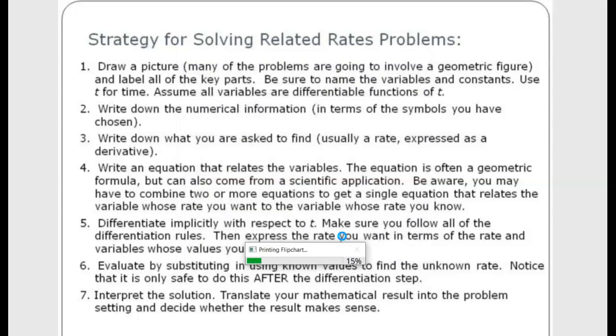Hopefully as you were reading through this, you recognized and picked up on some of the key ideas that are duplicated from optimization. When we optimized problems, the very first thing I told you to do was to draw a picture. Then I asked you to label the picture and write down your equations. So 1, 2, and 4 are very, very similar, as well as being able to create a single equation.